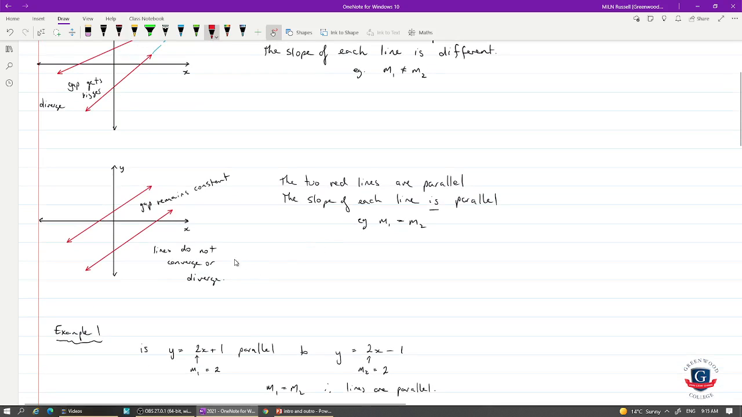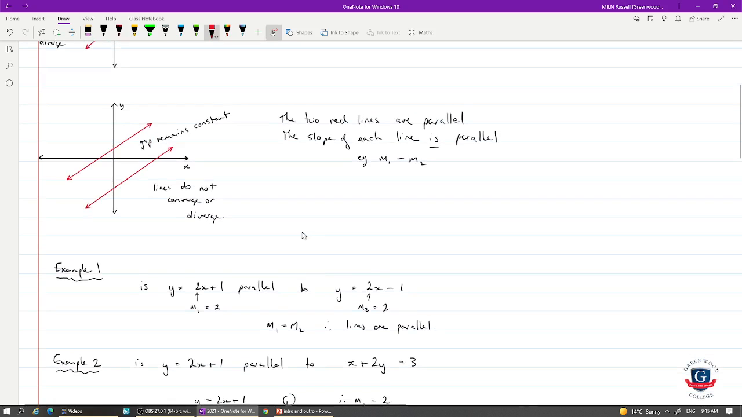In our second example here, the lines have been drawn to be parallel. The gap between them remains constant. The gradient of this line is the same as the gradient of this line. The lines do not converge nor diverge. And we say thus that these two lines are parallel.